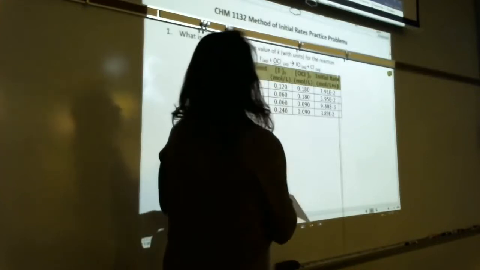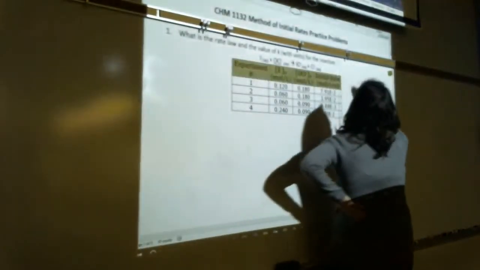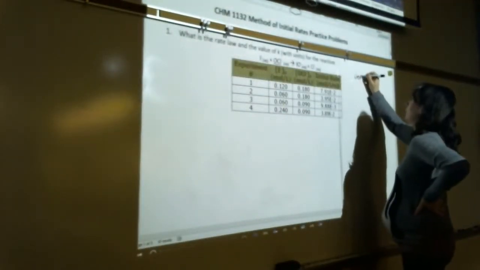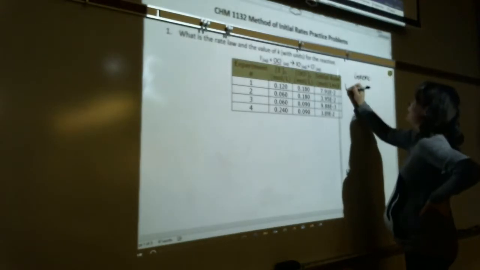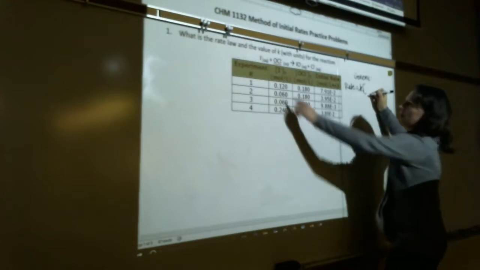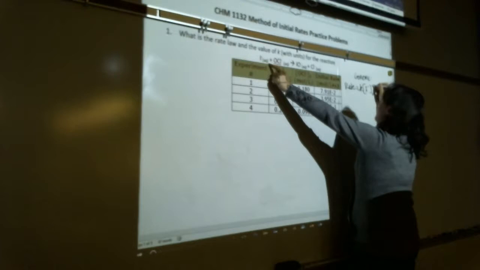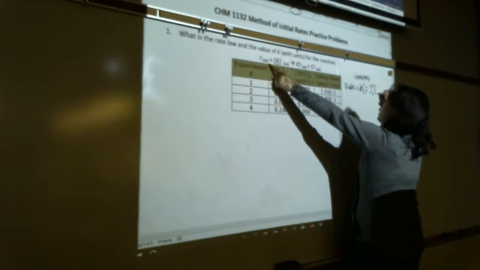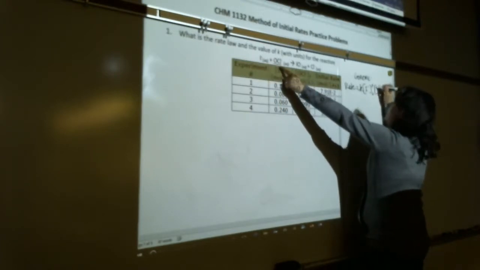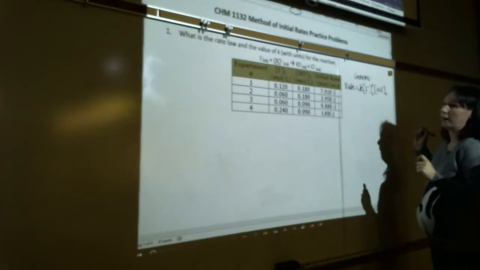All right, so for problem number 1, we need to write ourselves a generic rate law first, right? Here's the generic rate law. Rate equals K times iodide to some value X. Who remembers what OCl minus is? It's the same thing as ClO minus. OCl and ClO are the same thing. They are hypochlorite.